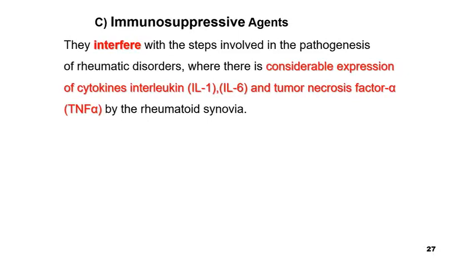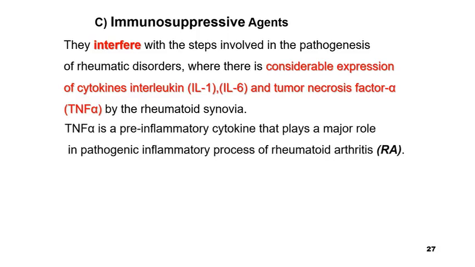Regarding the immunosuppressive agents, they are derivatives able to interfere with some steps that are involved in the pathogenesis of rheumatic disorders. So they can inhibit the overexpression of interleukins or tumor necrosis factor alpha. In this way, they can stop the development or progression of arthritis.